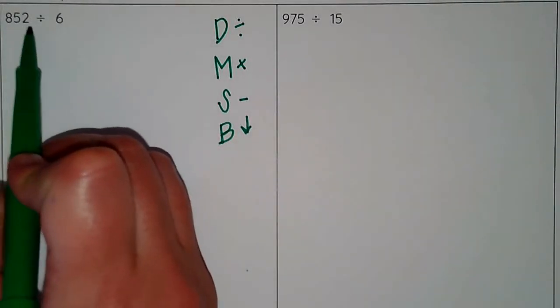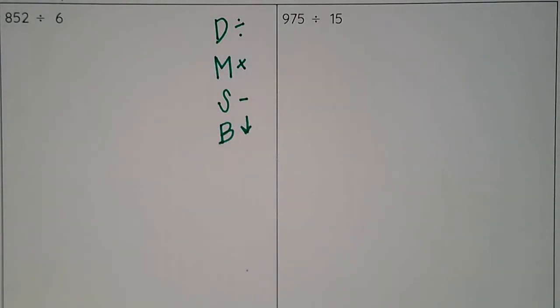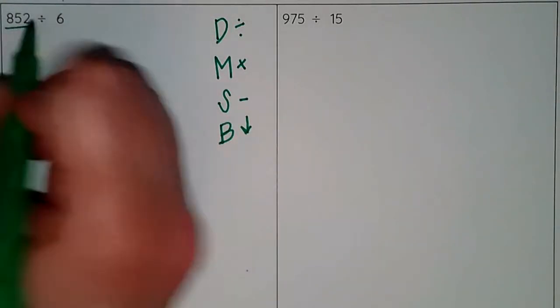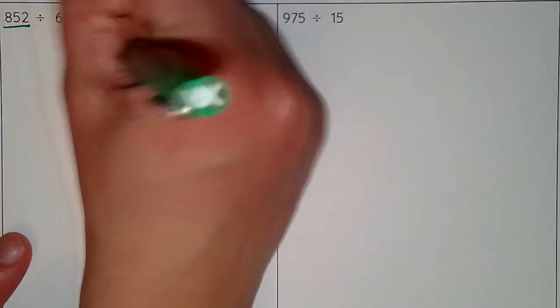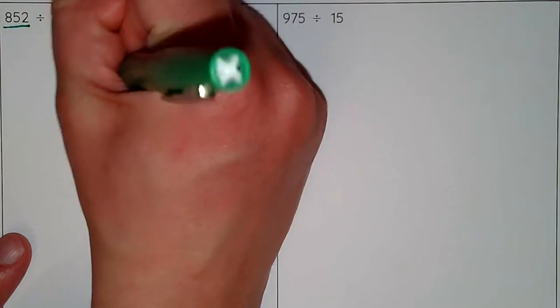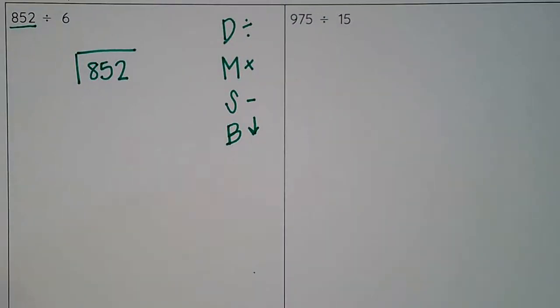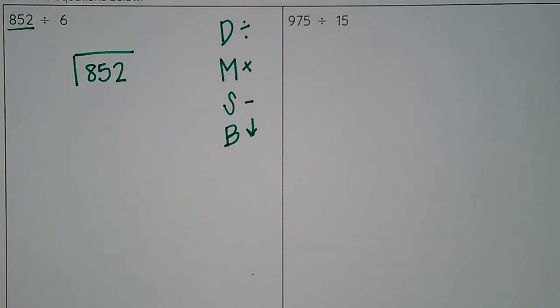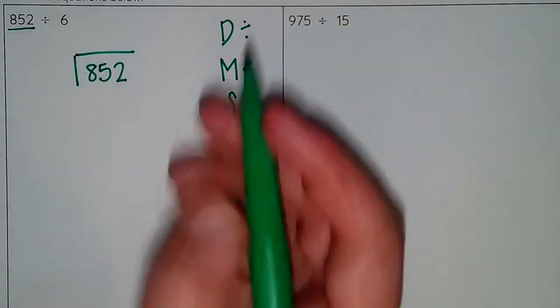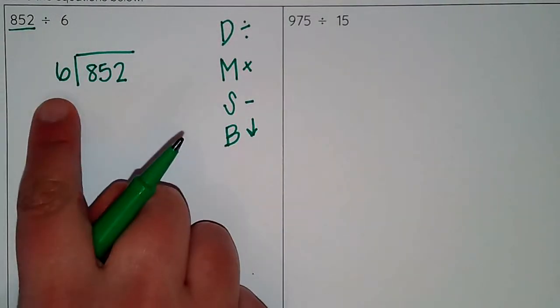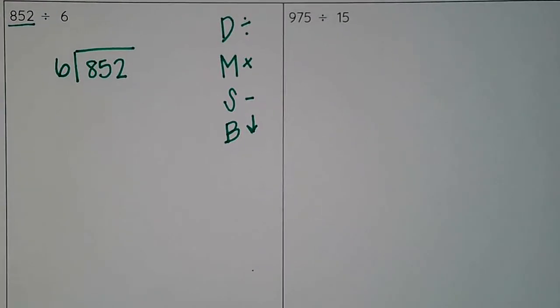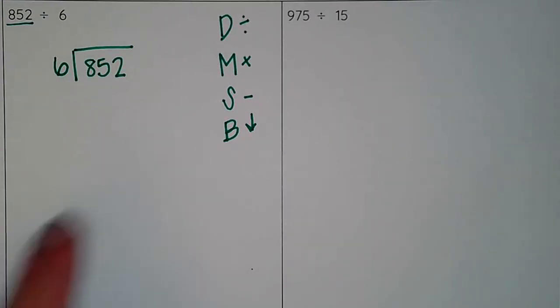It says 852 divided by 6. We remember that 852 is the number that is being divided. So that's the number that goes inside the house. That's the number that's being split apart. That is your dividend. So that is being broken apart and goes inside the house. Your 6 is your divisor. That's how many parts we're breaking 852 up into. So that goes outside.